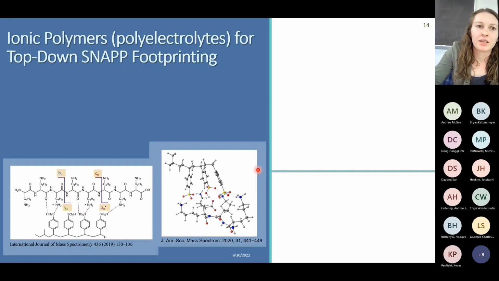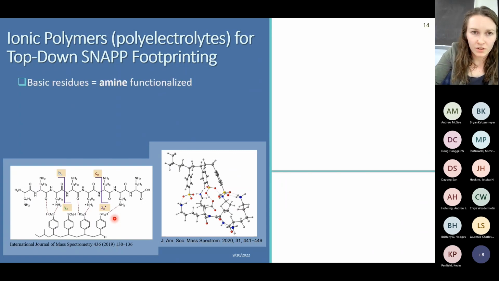So we're looking at using ionic polymers or polyelectrolytes for top-down SNAPP footprinting. This has already been shown by Ben Chen in our group in this paper. They were able to form noncovalent interactions with polystyrene sulfonate, a polyanion. Sorry, let me go back.